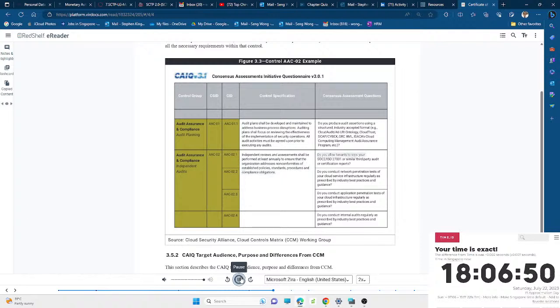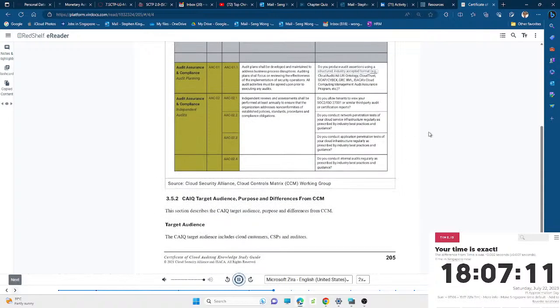Do you allow tenants to view your SOC 2/ISO 27001 or similar third-party audit or certification reports? Do you conduct network penetration tests of your cloud service infrastructure regularly as prescribed by industry best practices and guidance? Do you conduct application penetration tests of your cloud infrastructure regularly as prescribed by industry best practices and guidance? Do you conduct internal audits regularly as prescribed by industry best practices and guidance? Do you produce audit assertions using a structured, industry-accepted format? Example: CloudAudit/A6 URI Ontology, Cloud Trust, SCAP/CYBEX, GRC-XML, ISACA's Cloud Computing Management Audit/Assurance Program, etc.